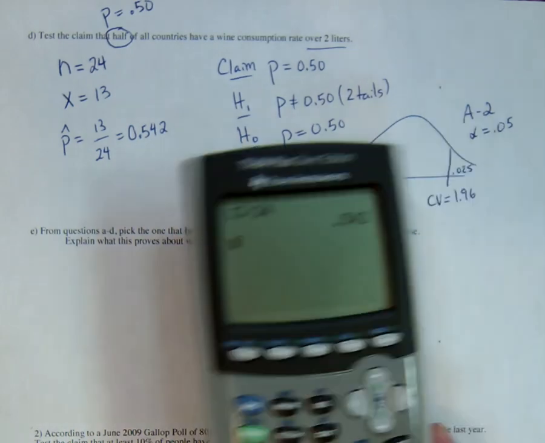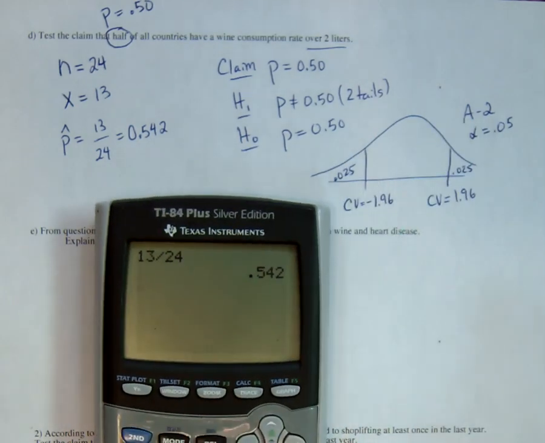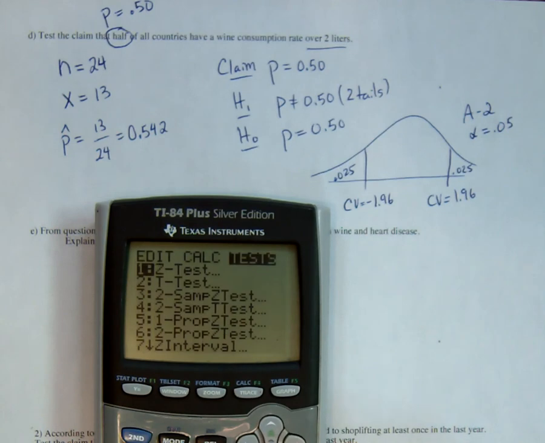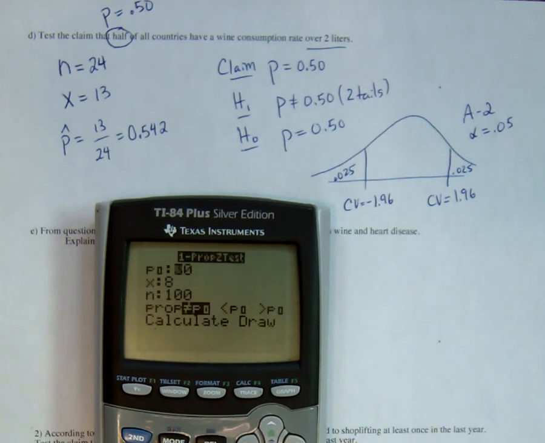And now we have enough information that we can use the calculator for the test, or the test statistic. Let's see, we need proportions, and there's only one of them. So it's going to be one proportion z-test. So you need to know what is in the claim, 0.50. X is 13 successes out of 24 countries. This is supposed to be not equals, and then calculate. So z is only 0.408.